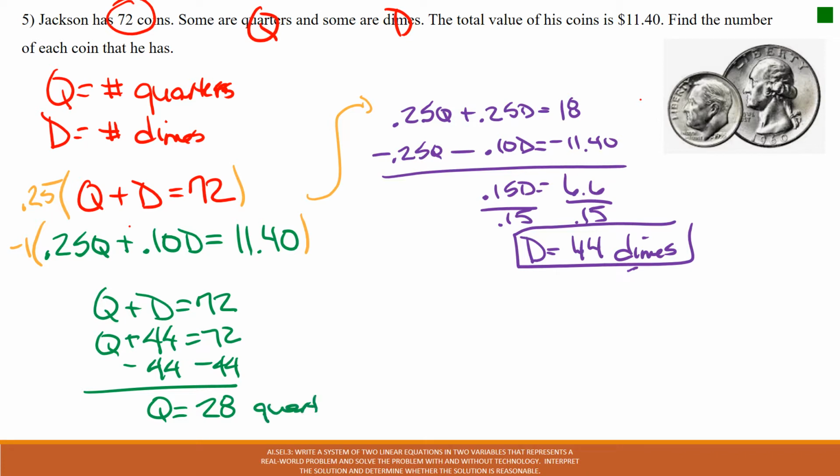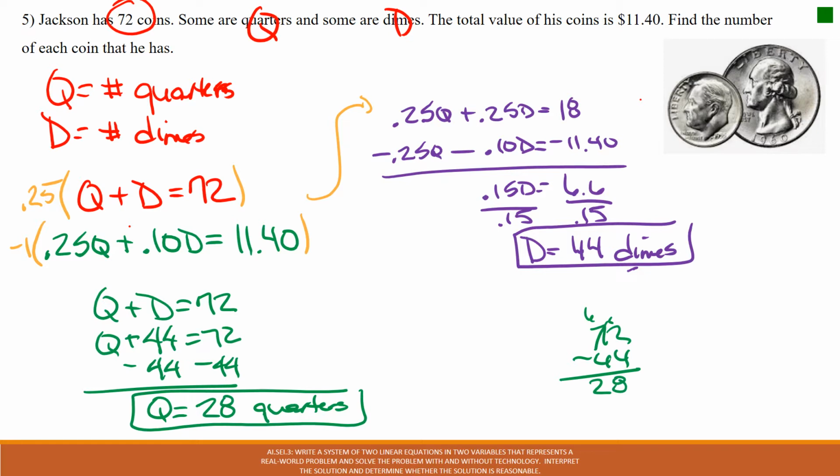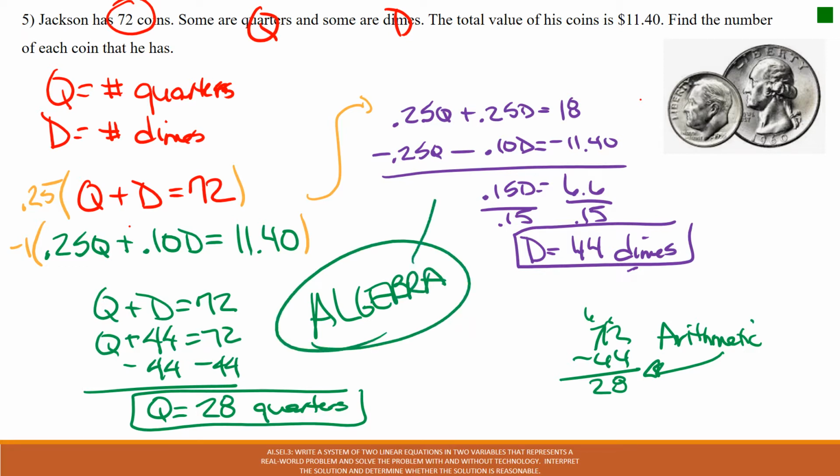Now, here's the deal. A lot of you might just say, well, I'm just going to do 72 minus 44 over here, and I'm going to borrow and carry. I'm going to get 28, and I'm going to just write that. This is called arithmetic. This class is called algebra. All right? So you have to show me the algebra. The arithmetic is darn tootin' exciting, but it's not what I need to see.